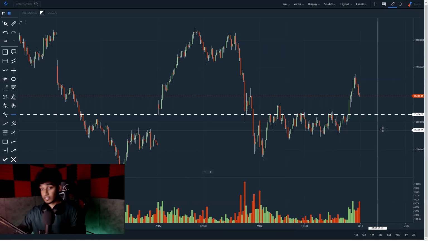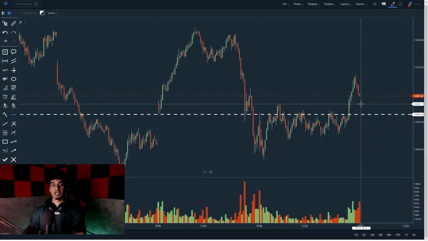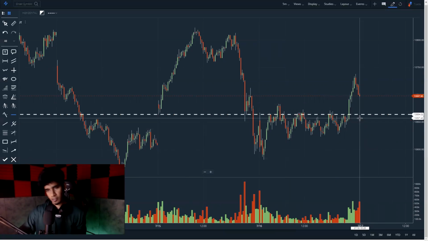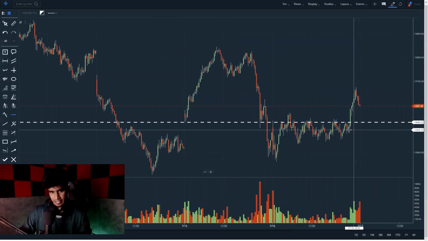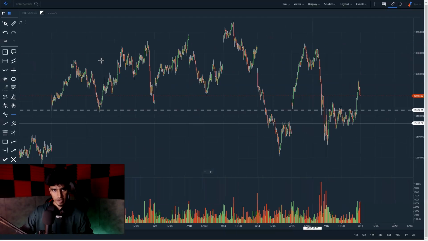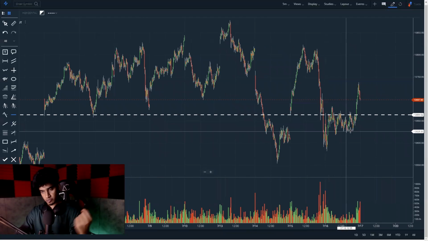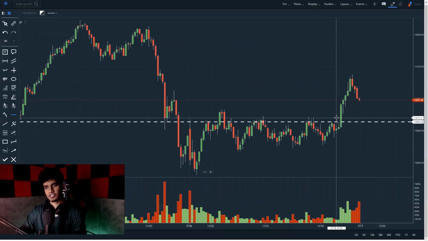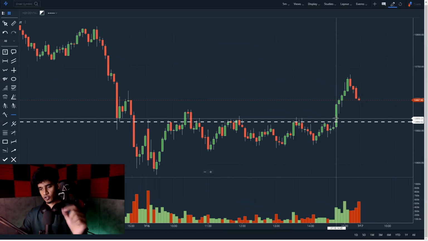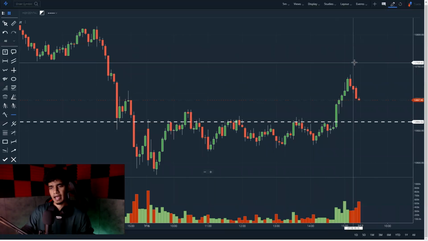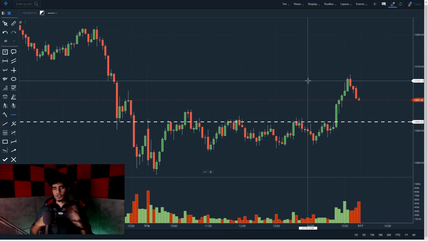The reason I did not catch this whole move is because I was done for the day. I was up a decent profit and I'm done for the day. I stopped watching the market. And this is exactly what happened. This was a very good level to watch. It was pretty obvious. And the stock broke out at 2:45 in the afternoon, right? The stock broke out of the level and it gave a very huge push.